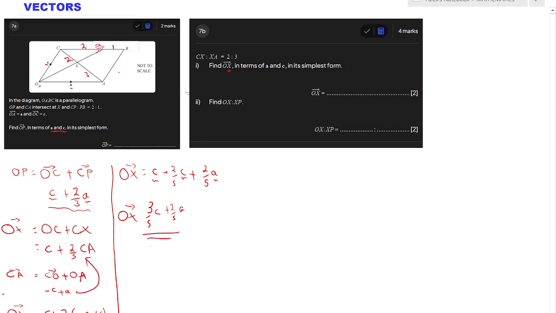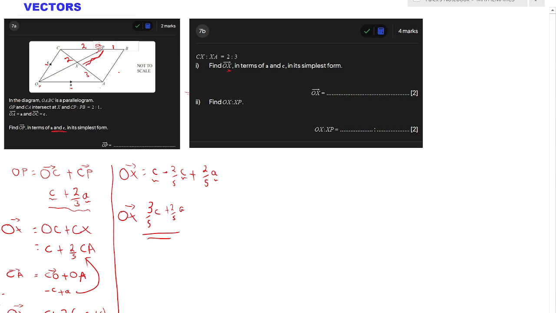Now the next thing we are supposed to find is the ratio of OX to XP. That is part 2 of question 7b, OX to XP. Now we already have OX, so what we are looking for is XP. In our case here, we are only looking for this one, XP.